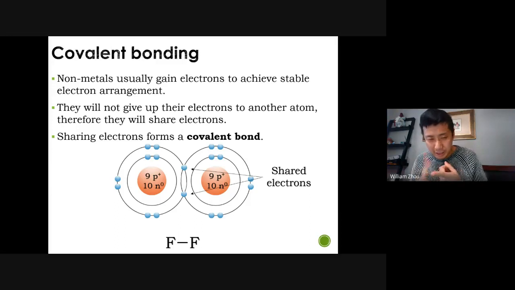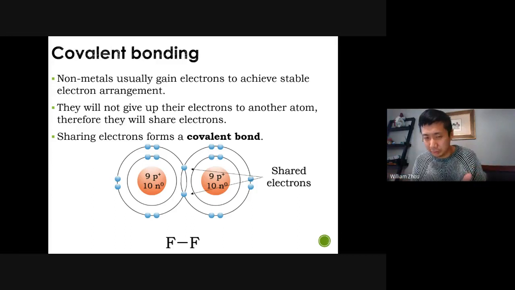Okay, notice that this is different from ionic. Ionic is I take an electron from you, and you're happy to give it to me. So positive and negative charges form, they attract. This one, nobody wants to give up an electron. Instead, you know what? Let's just share. Okay, does that make sense?